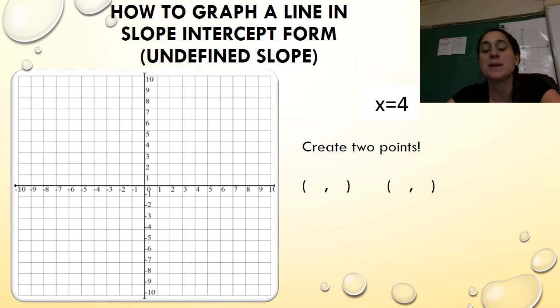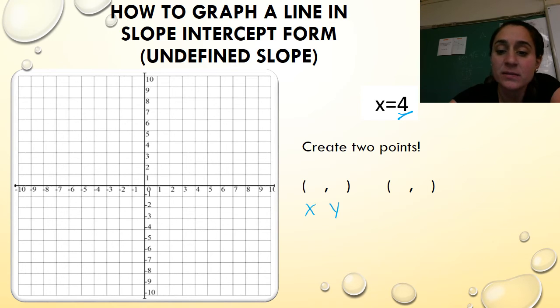All right, here's another special case. It says x equals 4. That's all the information they give us. It's not really in slope-intercept form, but I do know that x is 4. So what I'm going to do is create 2 ordered pairs, and I'm going to make my x value be 4.